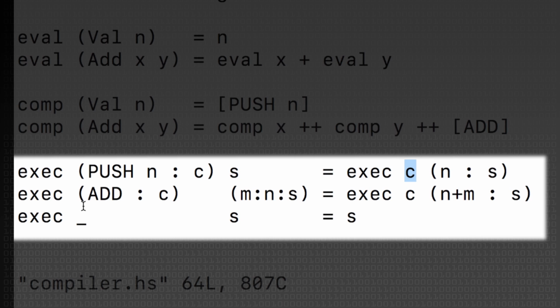The second case says, if we're trying to execute an addition, all we're going to do is inspect the top of the stack and hope that we have at least two values, m and n, on top of the stack, and s is everything else. And all we're going to do is add together those two values and then put them on top of the stack, and then we'll continue by executing everything else that we're going to execute. So again, very simple. If you perform an addition, you take the top two values off the stack, add them together, and put the result back on. That's all that's going on here.